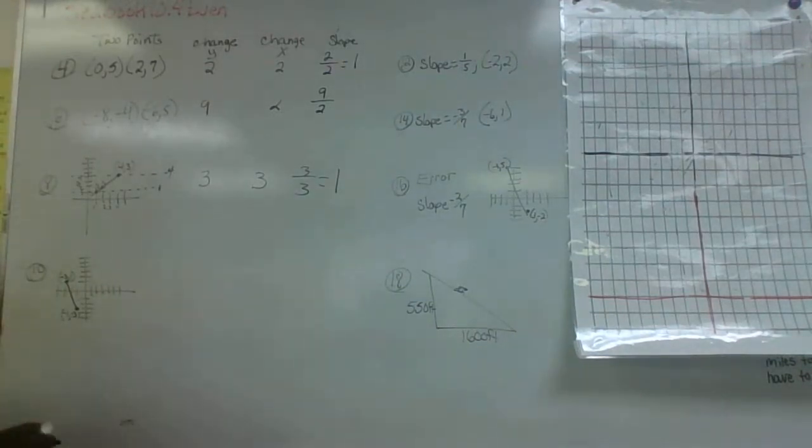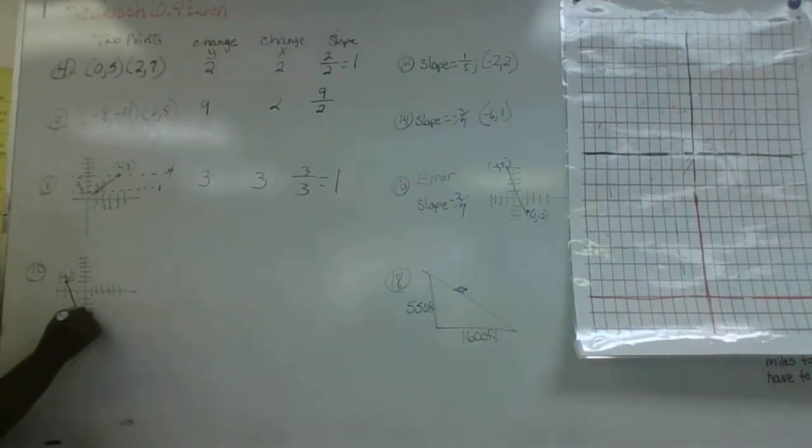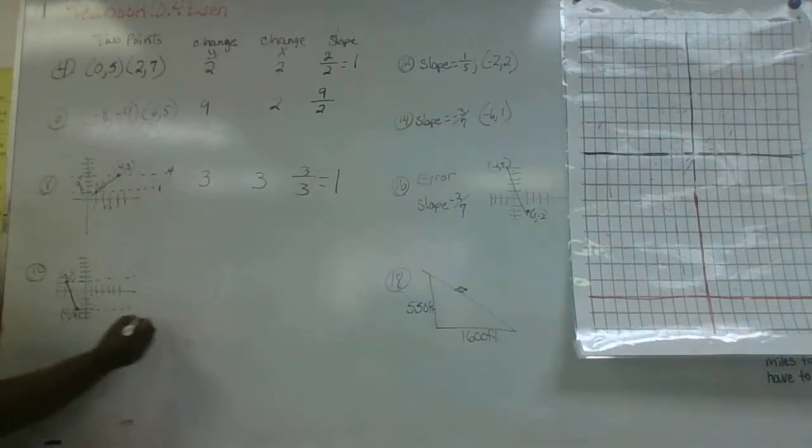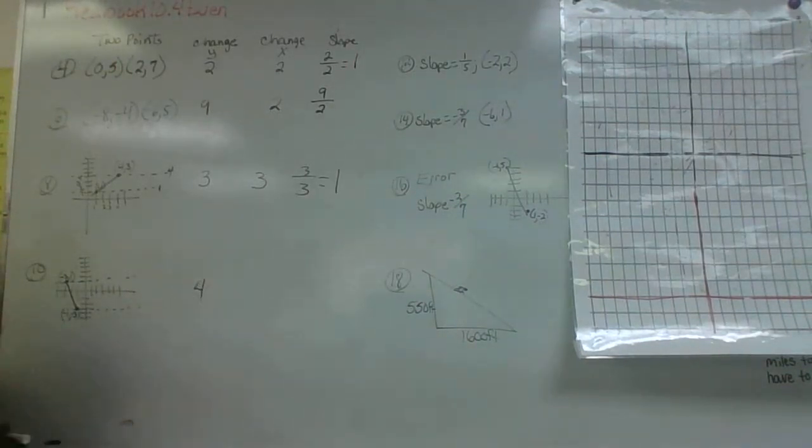Here, for number 10, our y line in this case is a negative 3. Okay? And then our y line up here is a positive 1. So let's count from here to here. We go 1, 2, 3, 4. Our change in y is 4.